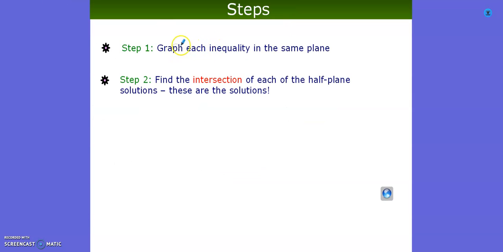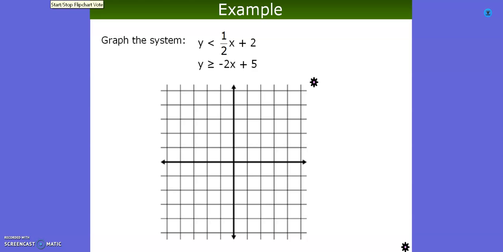First thing we're going to do is graph each inequality, find its intersection, and that would be the solution. The intersection is going to be the overlapping area of shaded space. So let's take a look at our first example and we'll work it together. I'm going to graph this first one in light blue.